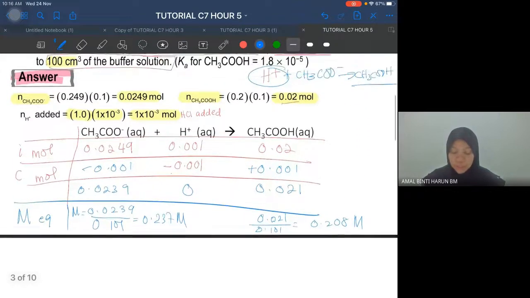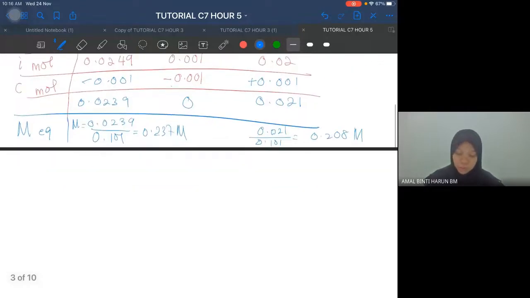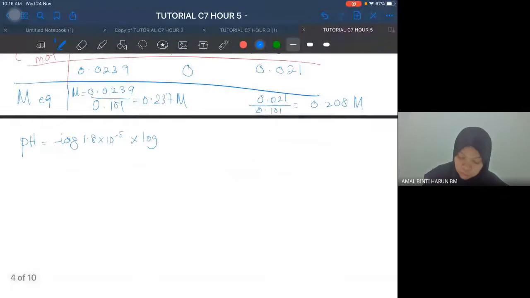So from the 100 ml just now, we have calculated the new concentrations after we add the strong acid, which are the concentration of the salt and the concentration of the weak acid. So now we need to calculate the pH. What is the pH when 1 ml strong acid is added? So pH equals negative log 1.8 exponent -5, plus log concentration of the salt. So the salt is 0.237 over concentration.